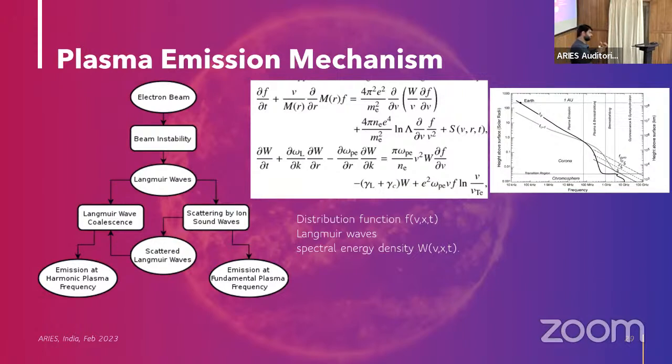These Langmuir waves can interact with each other. If they coalesce, then it produces radiation at high harmonic frequencies. If they interact with the sound wave, then it can create emission at the fundamental frequency. So there are multiple processes involved here, and we do not have a good understanding of how this complex process works from end to end.